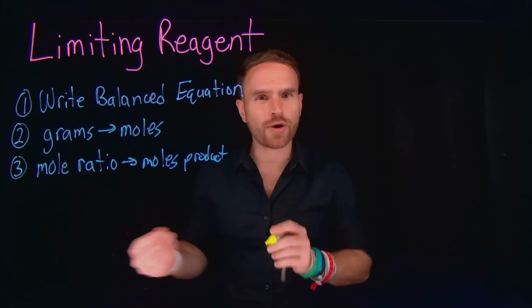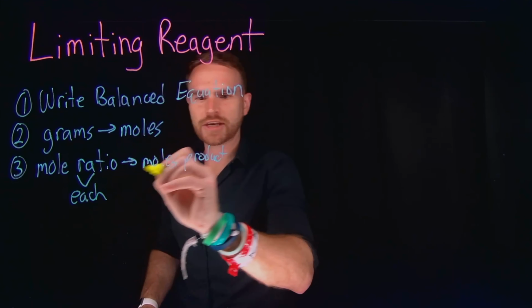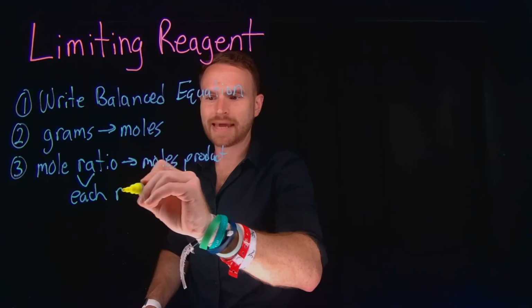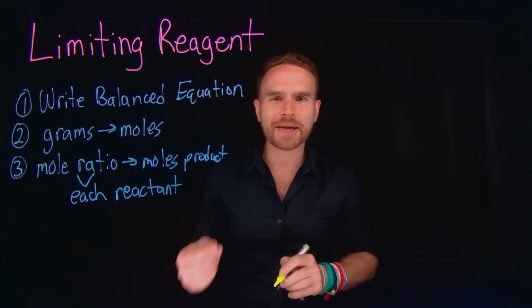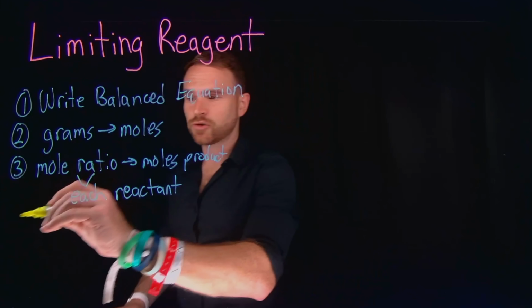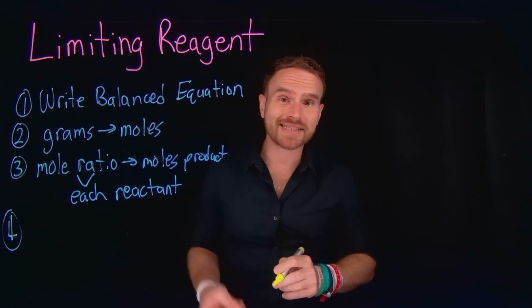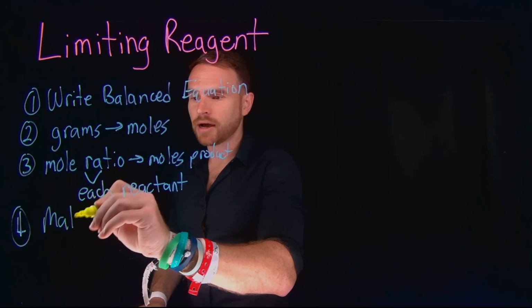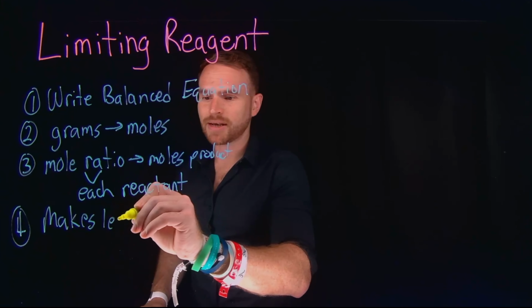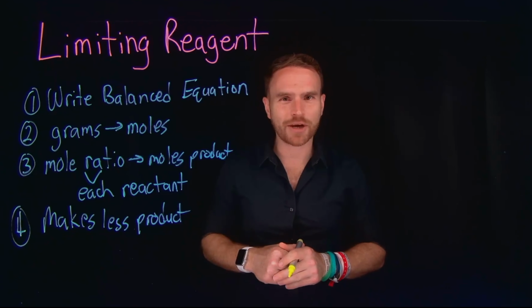And you do this for each reactant. So for each reactant, you'll perform stoichiometry and figure out how many moles of product you're making. And then the answer to which one is going to be the limiting reagent is step 4, and that's the one that makes the least amount of product. So whichever one makes less product is your limiting reagent. And if you follow these simple 4 steps, you'll get every one of these limiting reagent problems correct.